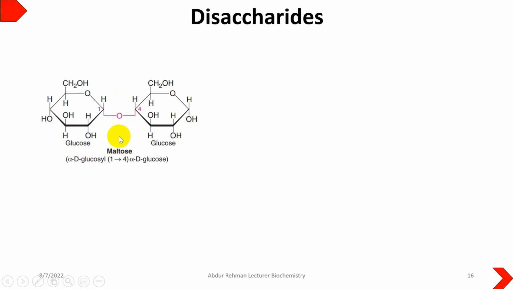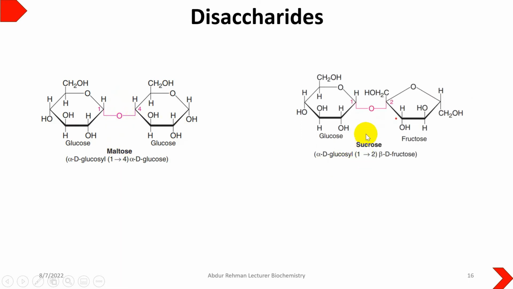Similarly, there is a combination of alpha D-glucose and beta D-fructose linked together by a glycosidic bond between carbon number 1 of glucose and carbon number 2 of fructose. So we can say an alpha 1, beta 2 glycosidic linkage is formed. Sucrose is also known as cane sugar or commercial sugar and is much sweeter than other disaccharides.